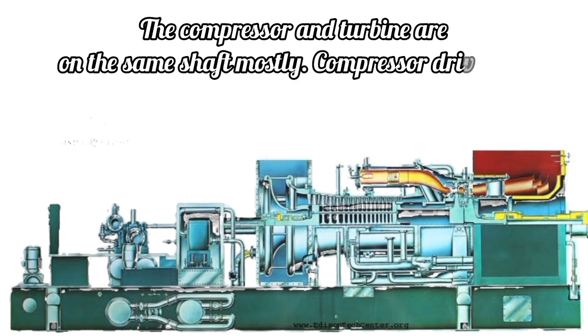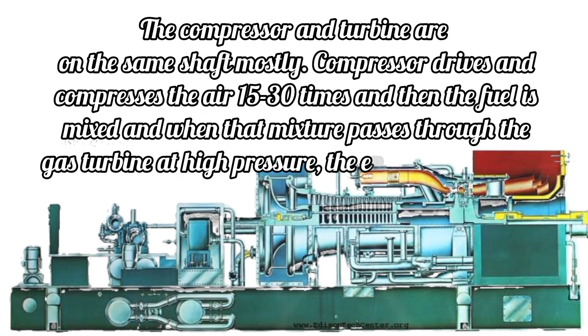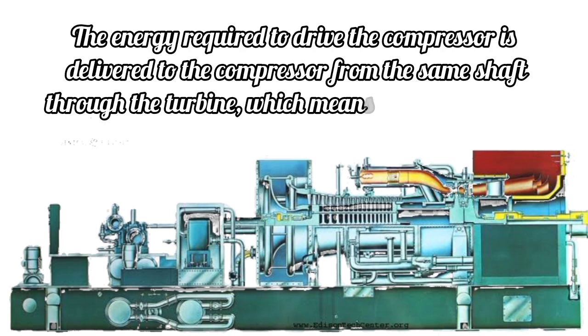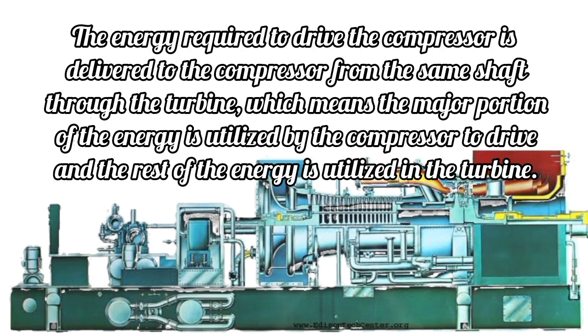The compressor and turbine are mostly on the same shaft. The compressor compresses the air 15 to 30 times, and then the fuel is mixed, and when that mixture passes through the gas turbine at high pressure, the energy is converted. The energy required to drive the compressor is delivered from the same shaft through the turbine, which means the major portion of the energy is utilized by the compressor, and the rest of the energy is utilized in the turbine.